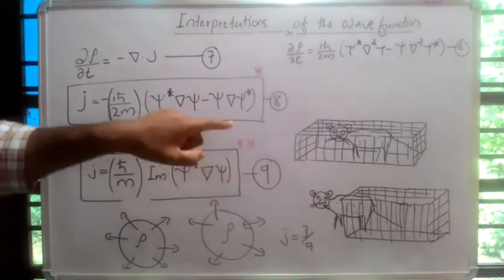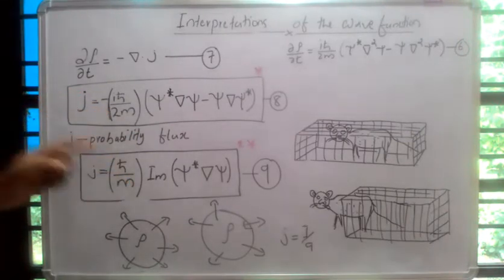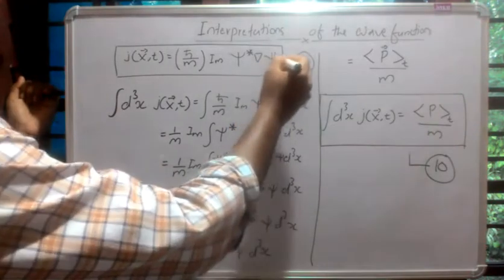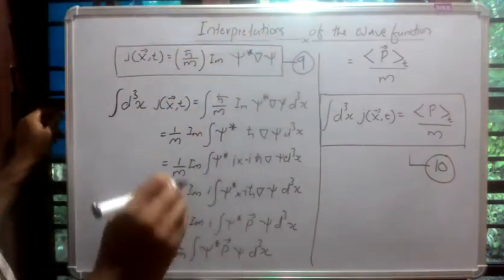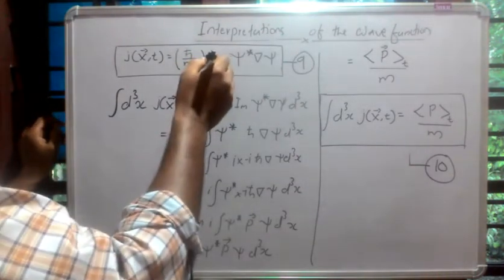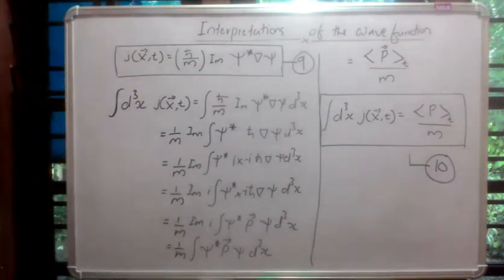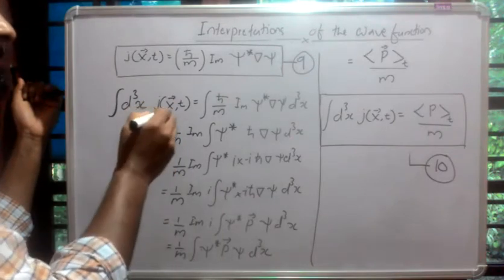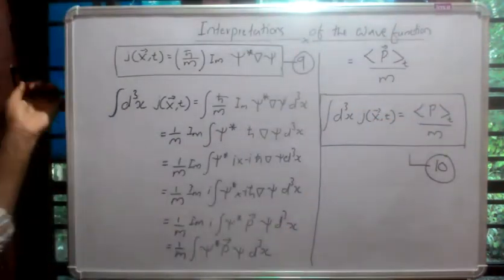This derivation also I'll give at the end of this video, the derivation of reducing this into this one. So this is equation 9, the relation between the probability flux and the wave function. This is a very important relation. Usually questions based on this probability flux are asked in exams like GATE, NET and others, so you should keep this relation in mind. We are going to examine what this probability flux actually is, and actually it is related to momentum.